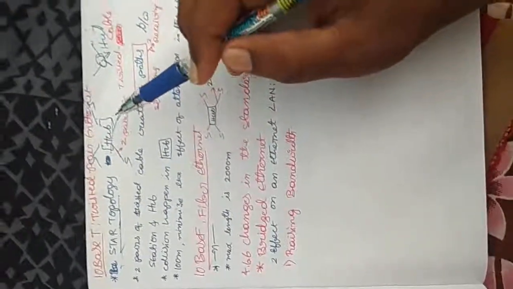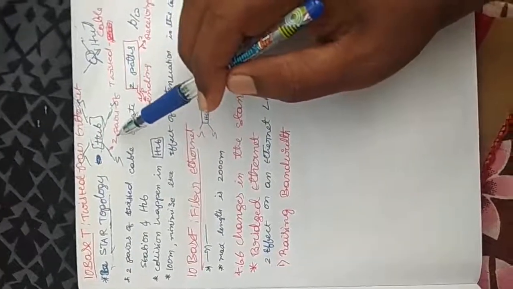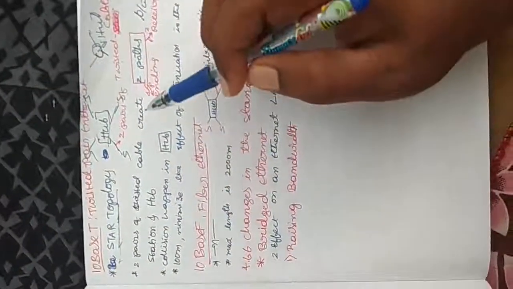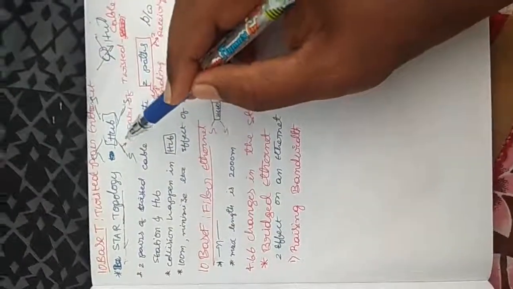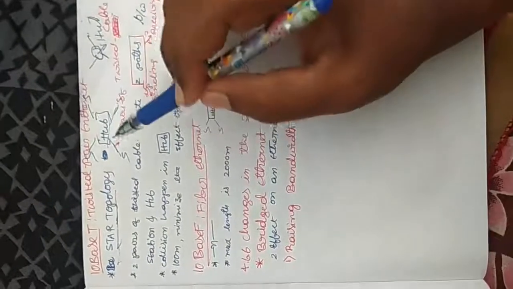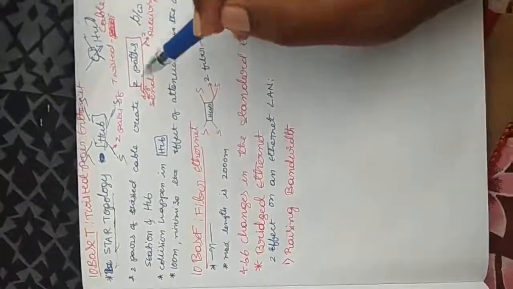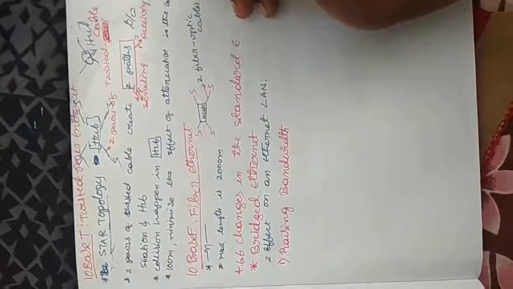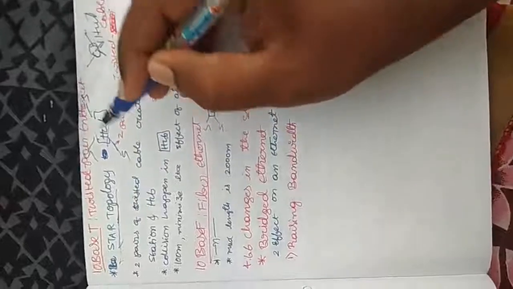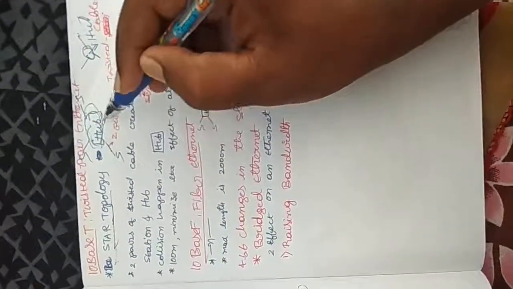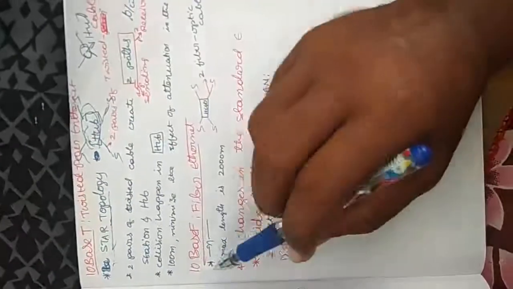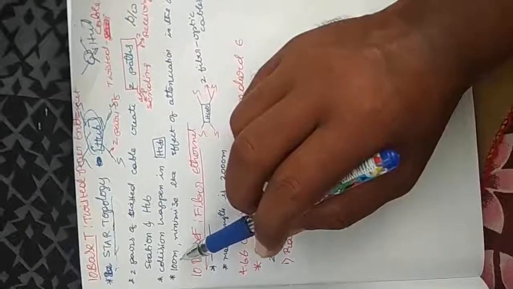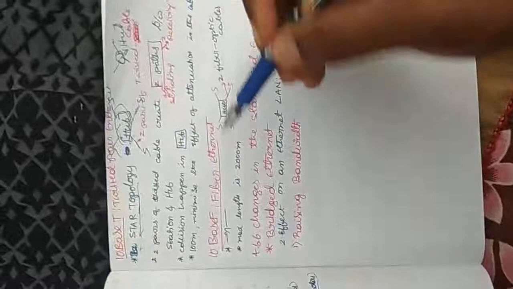To connect a station to this hub, we are going to use two pairs of twisted cable. Two pairs of twisted cable create two paths between the station and the hub, one for sending and another one for receiving. Collision happens only in the hub, which means collision can happen only in the hub part. The maximum length of this twisted pair is 100 meters.